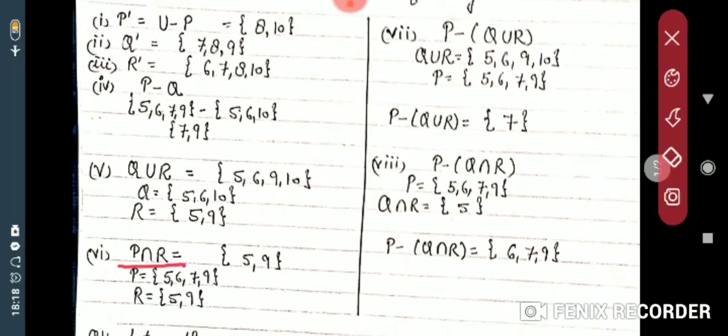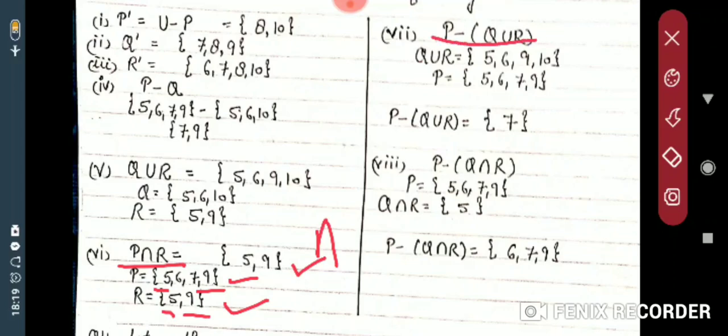Next, P intersection R. Intersection means common elements of P and R. Just see, the elements of P are 5, 6, 7 and 9 and the elements of R are 5 and 9. So common elements are 5 and 9. So what will be the elements of set P intersection R? 5 and 9.